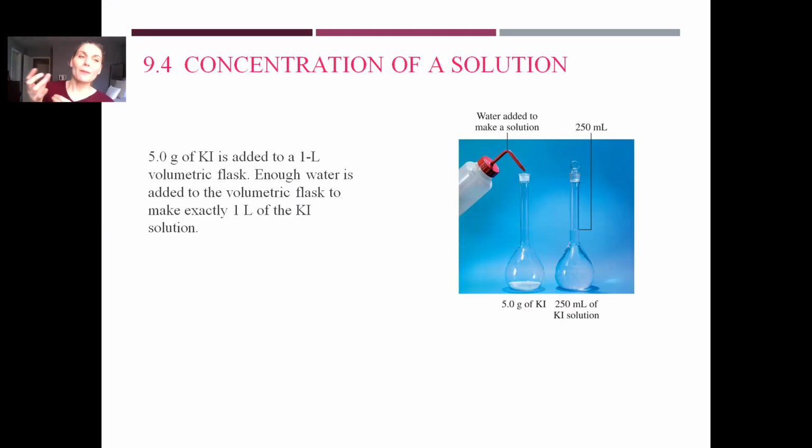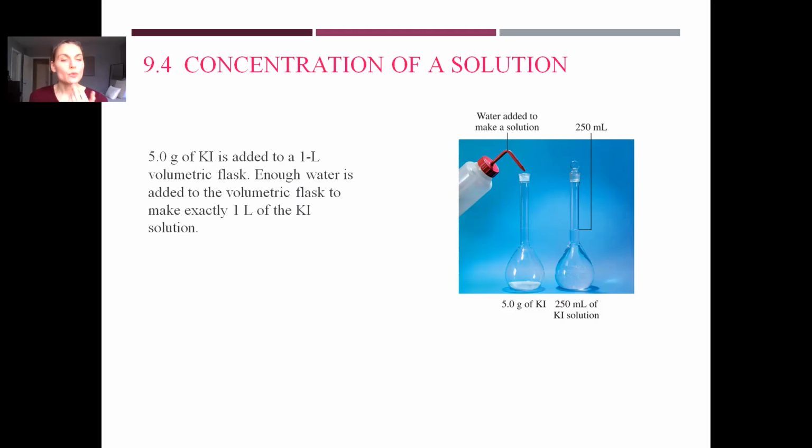So basically what ends up happening is, again, you have some sort of solute and you add it to water, and then it can make this solution. And again, the concentration can either be quite dilute or it can be very concentrated, depending on how much water is added. So in this situation here, they gave you 5 grams of KI, potassium iodide, and they added it to this volumetric flask, and they added water to it. And it says they added the water to make the exact 1 liter of the KI solution.